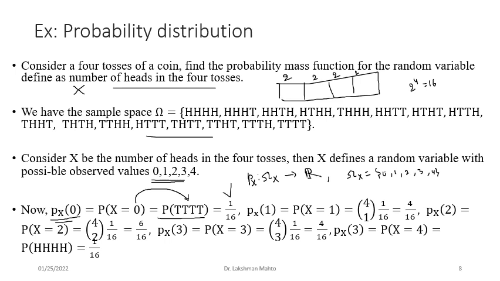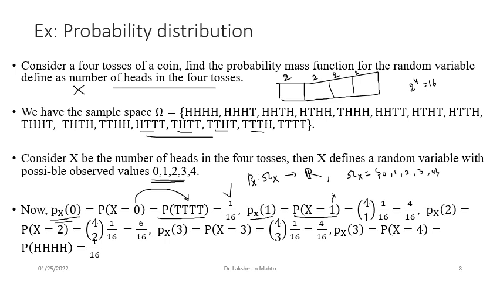Now, to calculate the value of the probability mass function at x equal to 1, by definition it is the probability that x is observing value 1, which means a single head. What are the outcomes having a single head? You can see them here. There are four outcomes, so the concept of 4 choose 1 comes in. Each outcome has probability 1 by 16, so 4 choose 1 times 1 by 16 gives 4 by 16. Simply, you have added 1 by 16 four times, and hence you get 4 by 16 as the value of the probability mass function at x equal to 1.